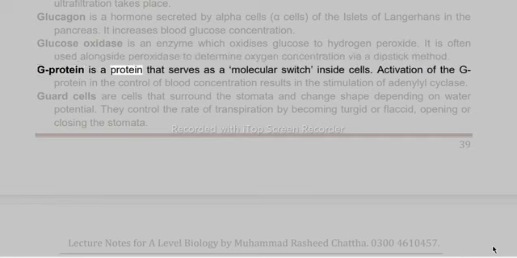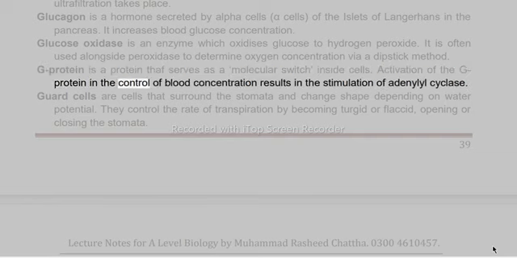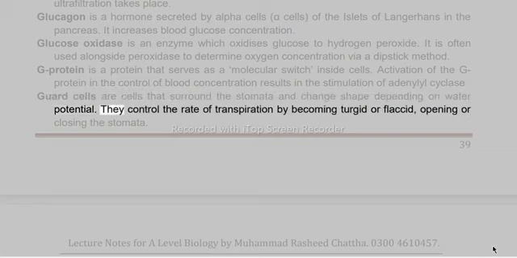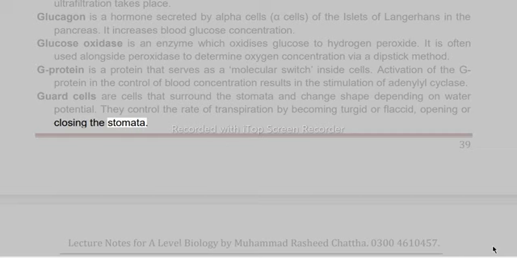G protein is a protein that serves as a molecular switch inside cells. Activation of the G protein in the control of blood glucose concentration results in the stimulation of adenylyl cyclase. Guard cells are cells that surround the stomata and change shape depending on water potential. They control the rate of transpiration by becoming turgid or flaccid, opening or closing the stomata.